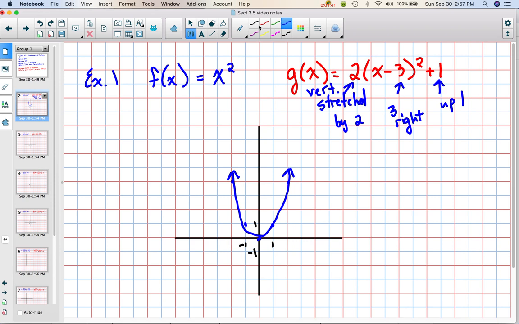Now, the way that we did that is we started with our locator point, and we went to the right 3 and up 1. And then from there, we went over 1, and instead of up 1, we went up 2, because we doubled that. We went back to our locator point, over 2, and instead of up 4 like the parent graph, we went up 8. Hope I counted that right. And then we graphed that.